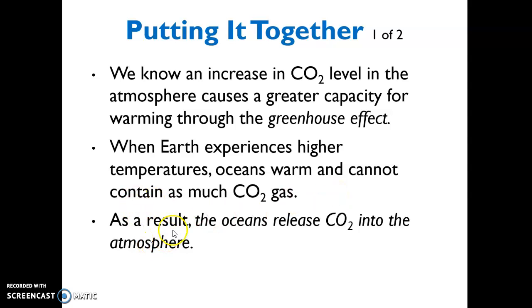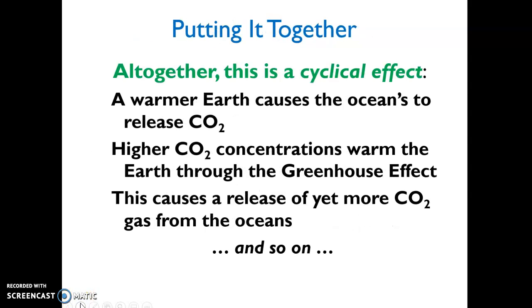So as they warm, we go into this cyclical cycle. The ocean gets warmer, and as a result, it releases some of that CO2 that had been held within the oceans. And it becomes a cyclical effect. A warmer earth causes the ocean to release more CO2. The higher the CO2 concentration in the atmosphere, the more it warms the earth through the greenhouse effect, and this causes a release of yet more CO2, and so on.